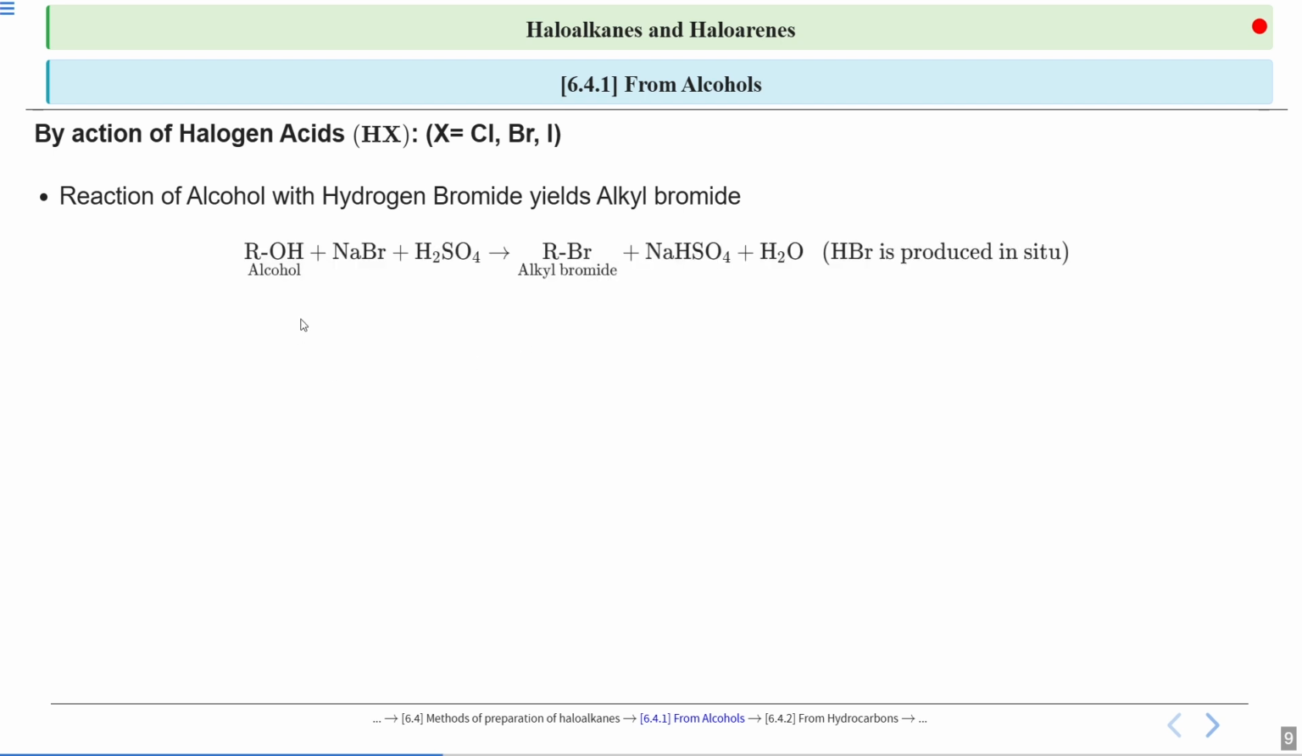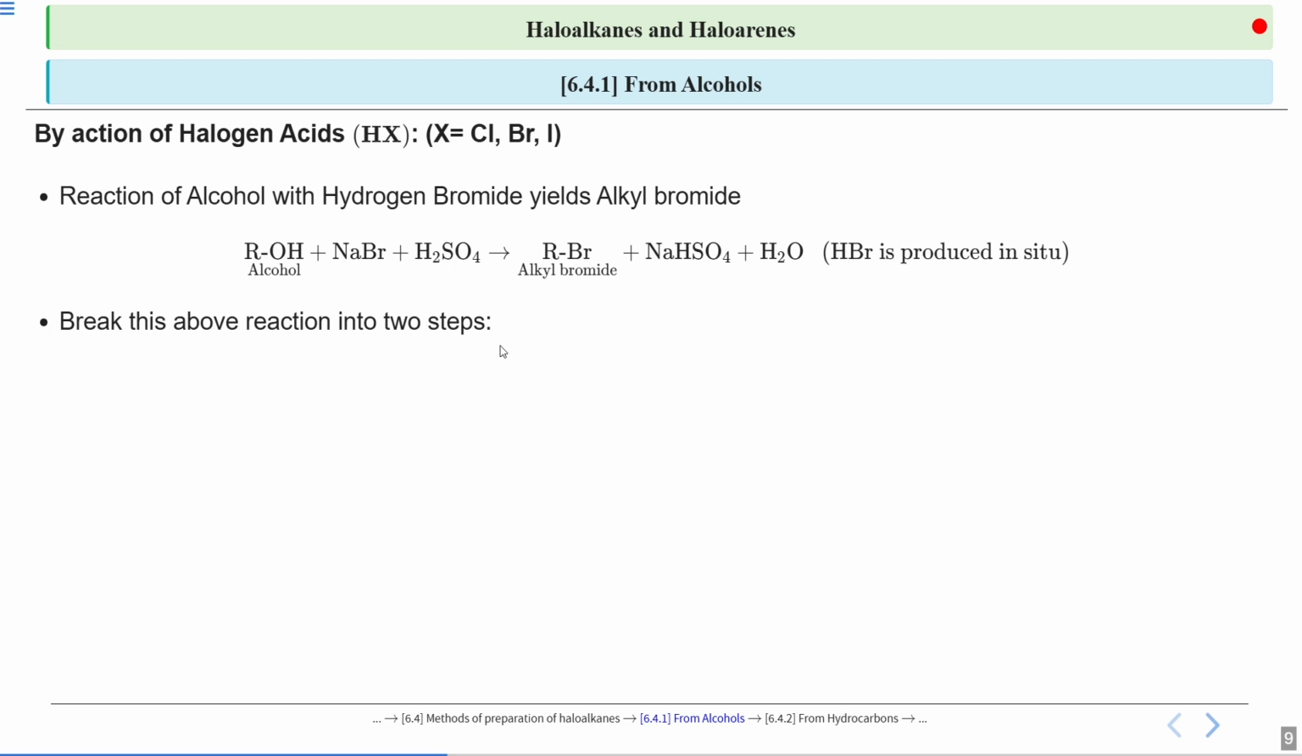The reaction that is going to be followed is ROH plus sodium bromide plus sulfuric acid, that is H2SO4, and you are going to get alkyl bromide RBr plus NaHSO4, that is sodium bisulfate, plus water molecule. Okay, here HBr is produced in situ, that means your hydrogen bromide is produced within the reaction mixture. Okay, and this reaction follows when you are reacting alcohol with this hydrogen bromide, which is prepared in the reaction mixture, and you are going to get the alkyl bromide.